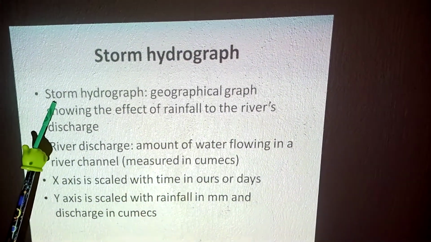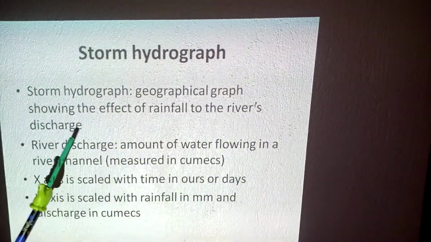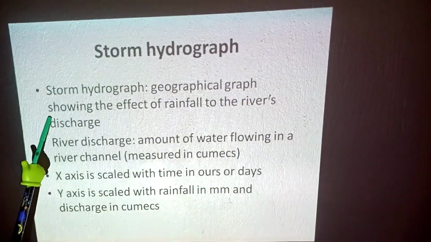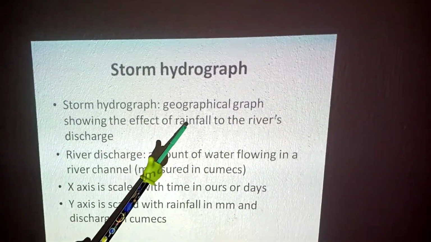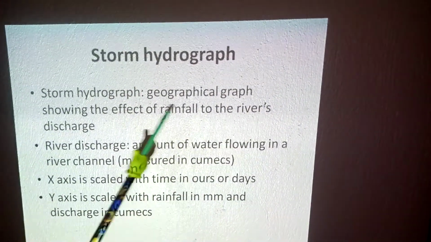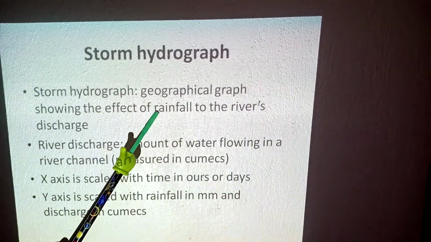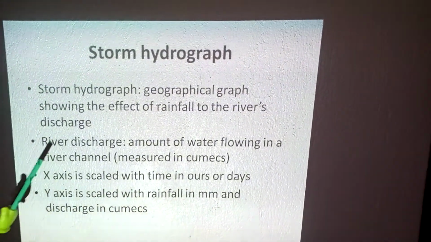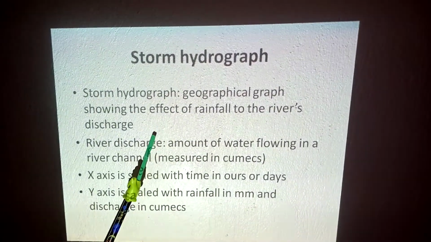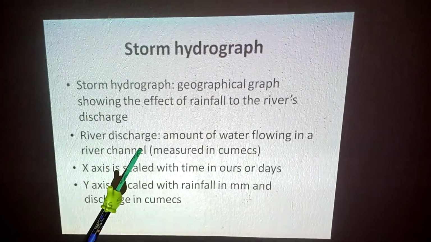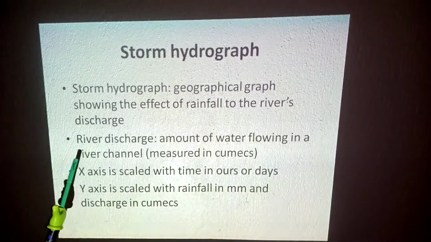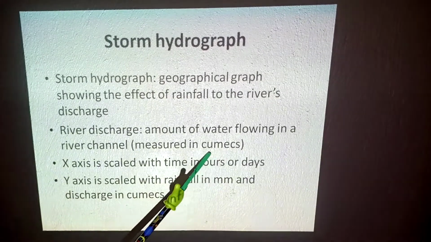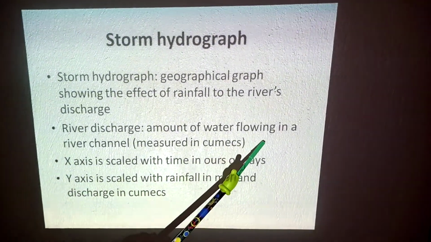The storm hydrograph can simply be defined as a geographical graph that shows the effect of rainfall on the river's discharge, or how the rainfall affects the river's discharge. And normally this effect is positive. The river discharge is the amount of water flowing in a river channel. It is measured in cumecs. Cumec is a cubic meter per second.